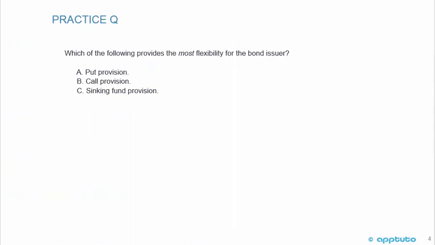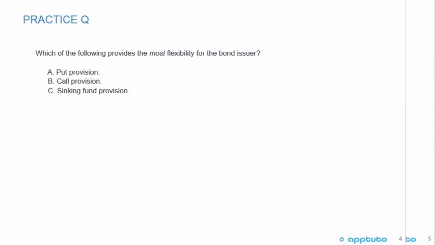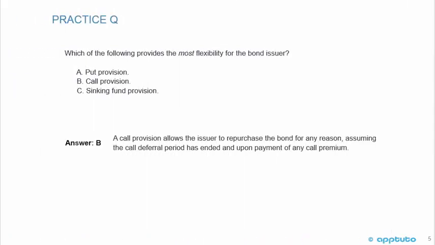Quick practice question to check our understanding. Which of the following provides the most flexibility for the bond issuer? A. Put provision, B. Call provision, or C. Sinking fund provision? Okay, the correct answer is B. A call provision allows the issuer to repurchase the bond for any reason, assuming the call deferral period has ended, and upon payment of any call premium. So A is not right. The put provision, that's flexibility for the bondholder, and a sinking fund provision is not the most flexibility because they require the issuer to retire a certain percentage of the bond over time.